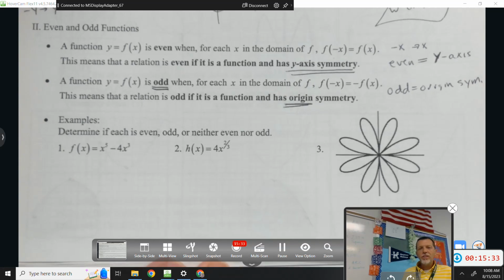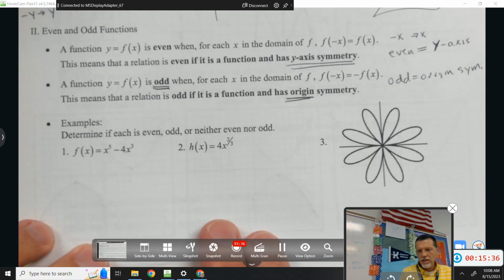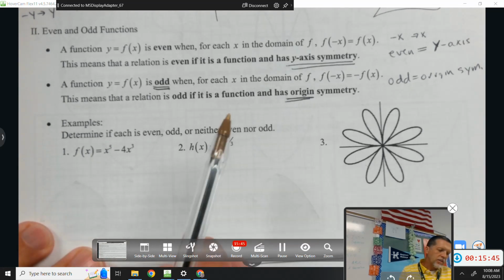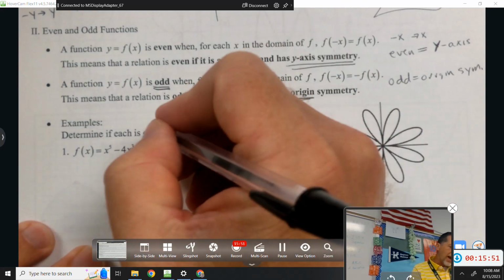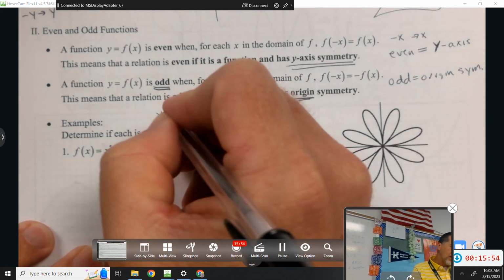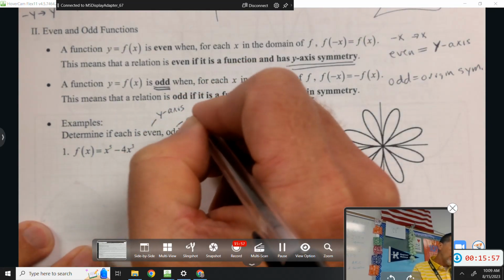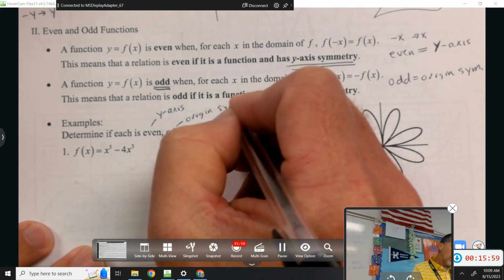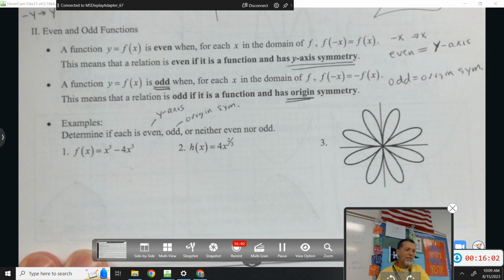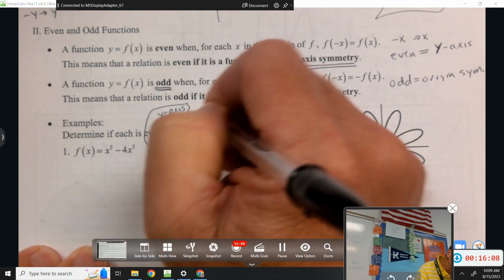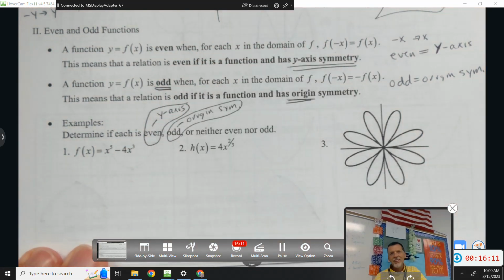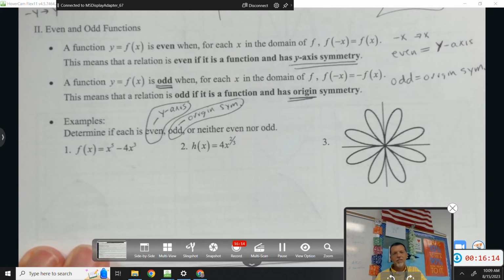And actually, let's do the examples first, then we'll talk about the shortcut. Determine if each is even, odd, or neither. So when it asks for even, odd, or neither, it's really asking the same questions we just did. Does it have y-axis symmetry? Does it have origin symmetry? So you don't have to memorize anything new for even and odd. You just have to attach even to y-axis and odd to origin. So it's not more tests. It's just a new name for the same test. It's just different names for symmetries.